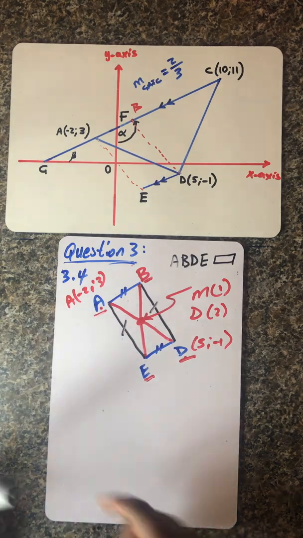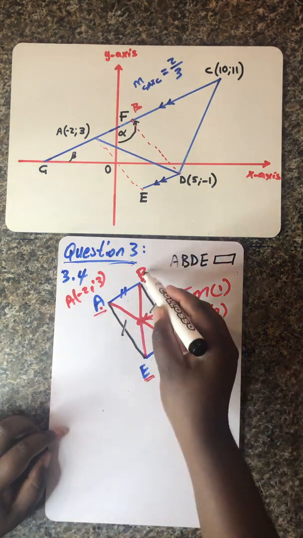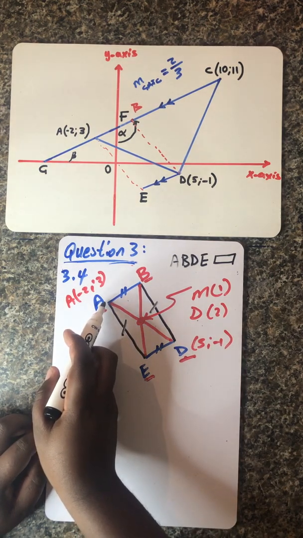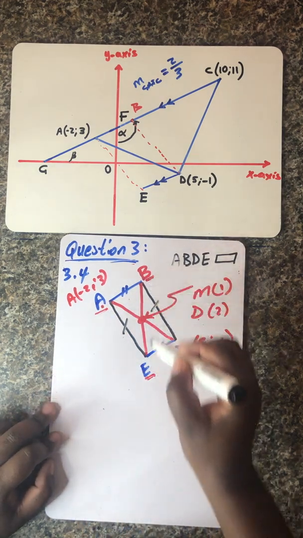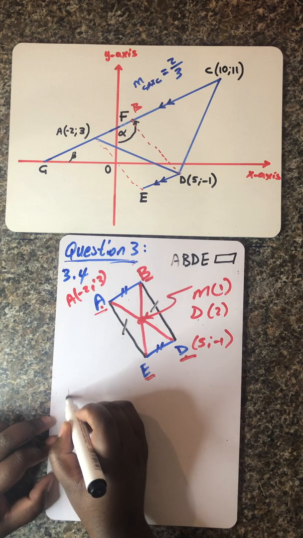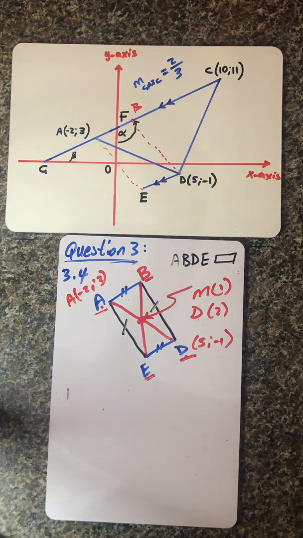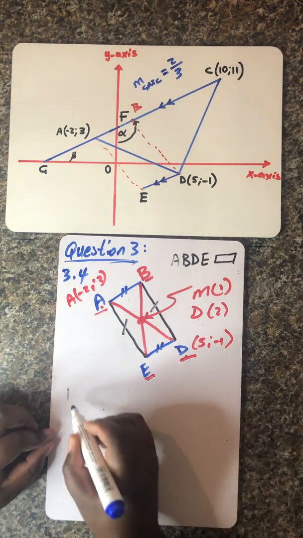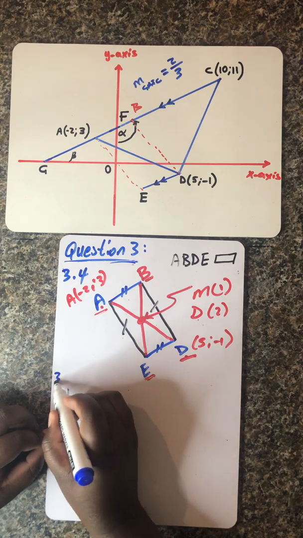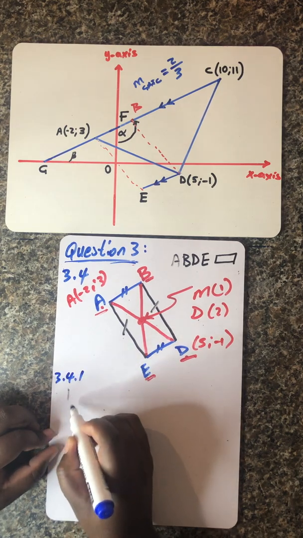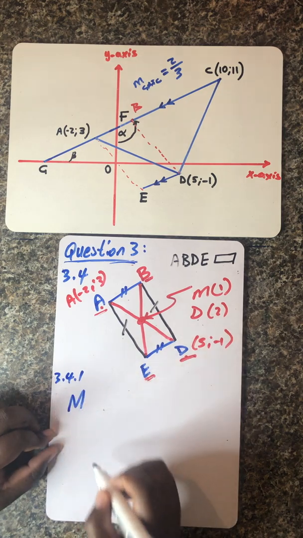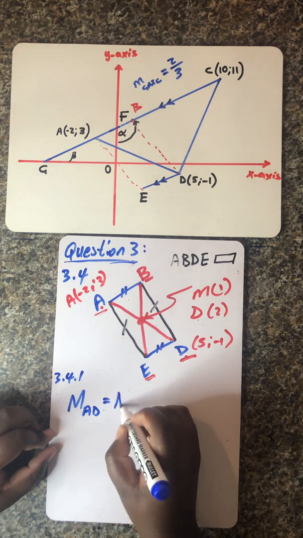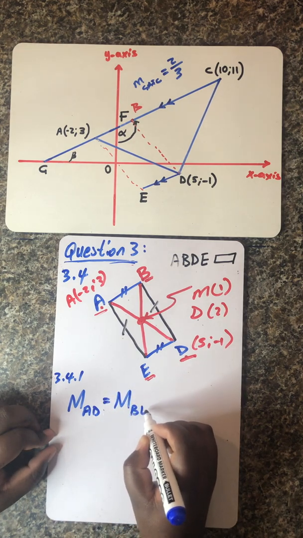Very, very much important, ladies and gentlemen. They want the midpoint of BE. And based on what I've explained, the midpoint of AD is the same as the midpoint of BE. Remember the question wanted you to give the reason and calculate. So let's firstly give a reason. This will be 3.4.1. We are going to say M, which is the midpoint of AD, is the same as the midpoint of BE.